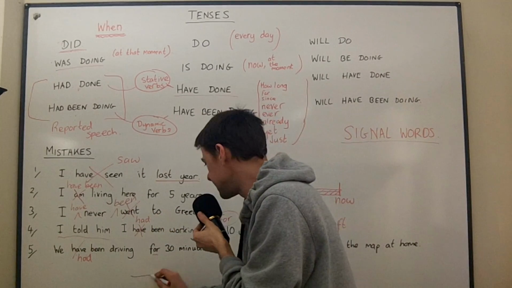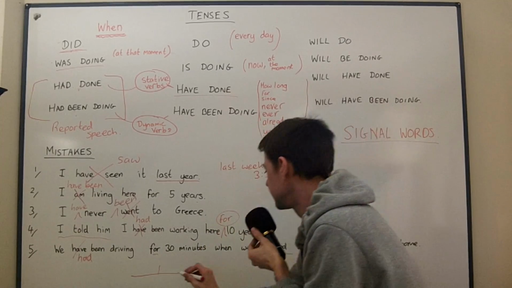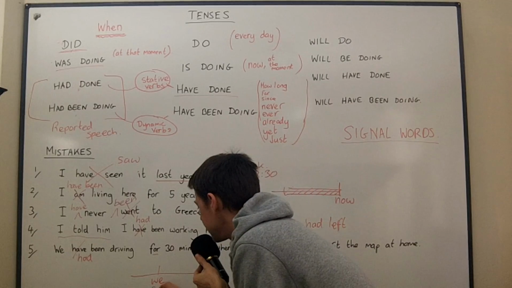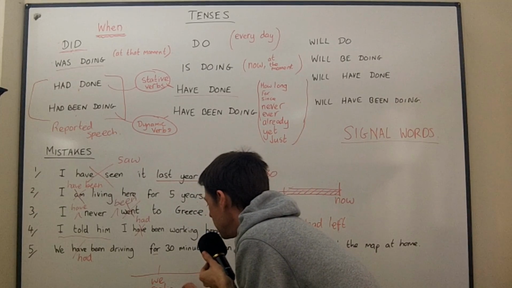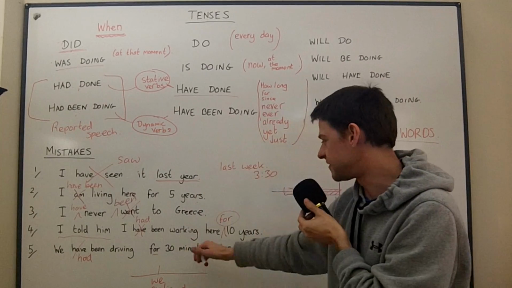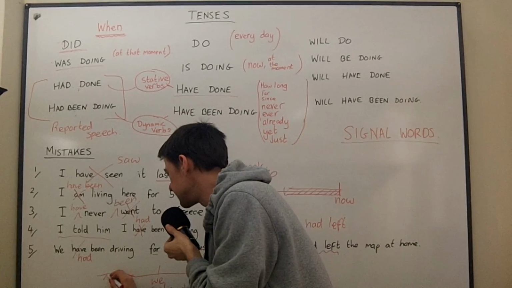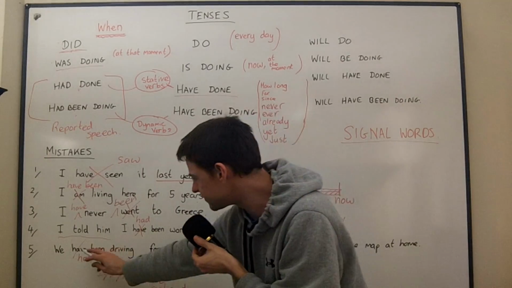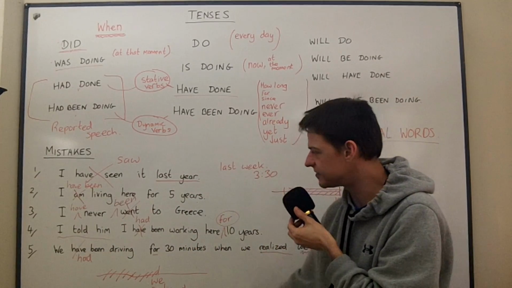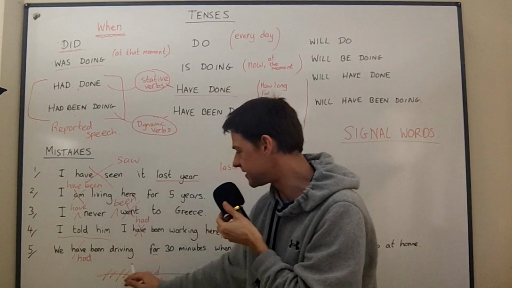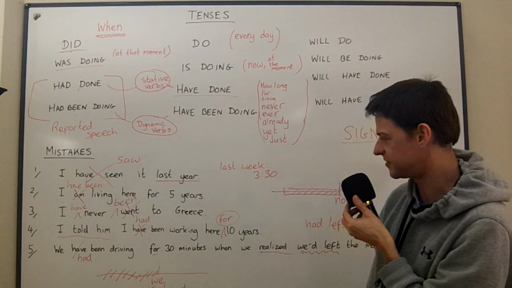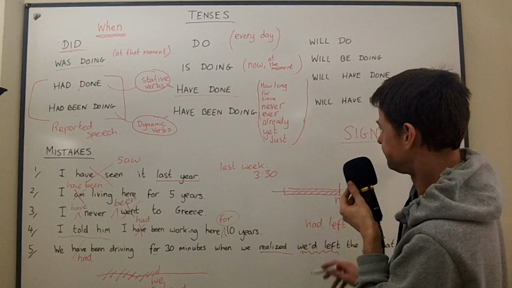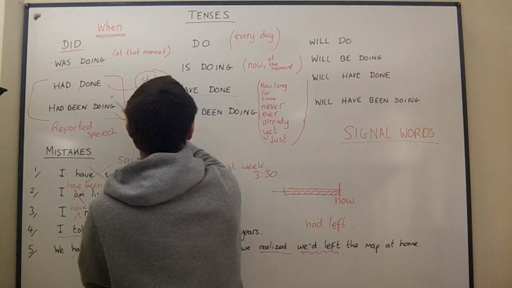And what you're saying is that we realised we had left the map at home. Yeah, "we realised" is here. But when had you been driving for 30 minutes? You'd been driving for 30 minutes here. We had been driving for 30 minutes. So it can't be present perfect because it's not after a past simple. It must be past perfect continuous. It's before a past simple. And that's why it's "had been driving" and not "have been driving." So really I'm focusing on present and past here.